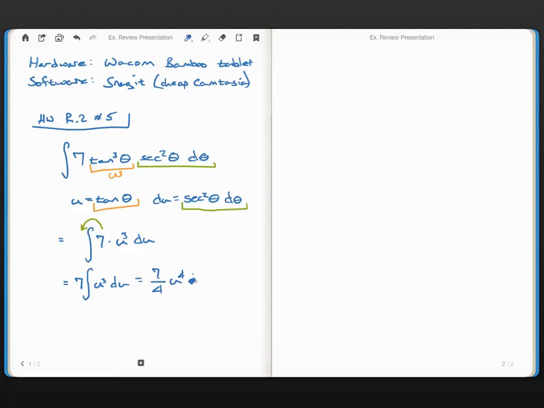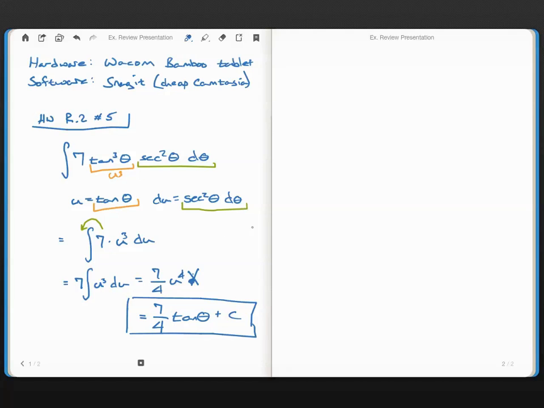That's it. I'm done with it. There's no du there. Let's cross that out neatly. And that equals 7/4 tan theta to the 4th plus c, and that's my final answer. So put a box around there.